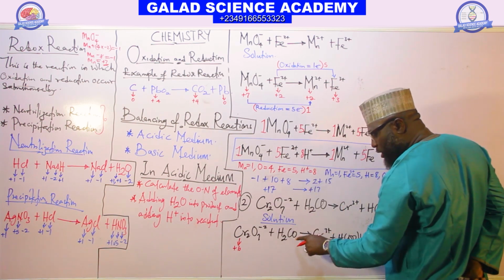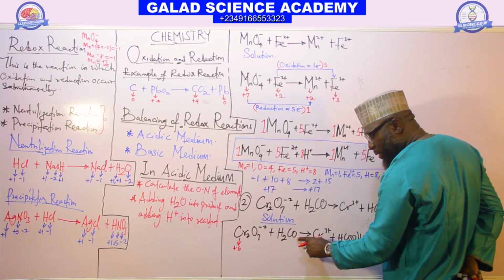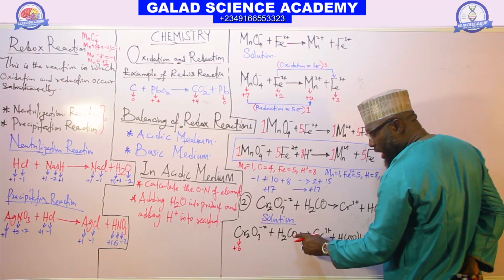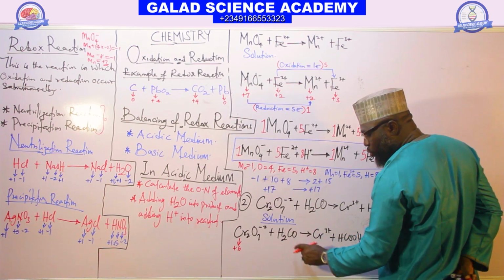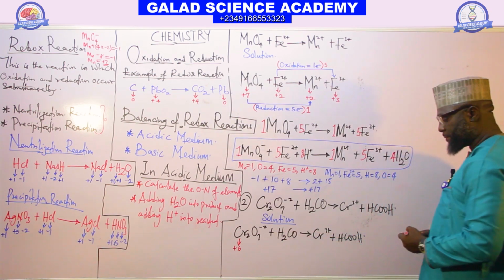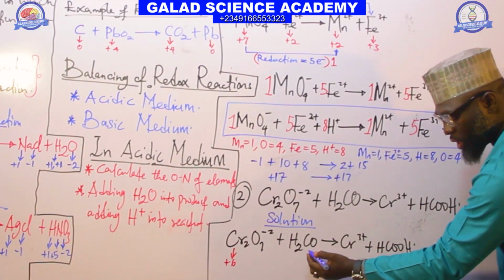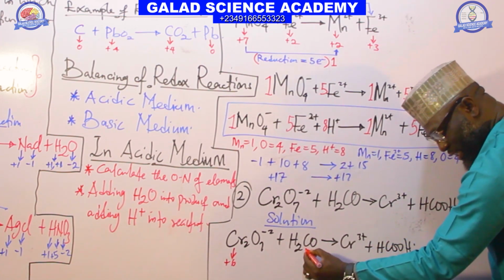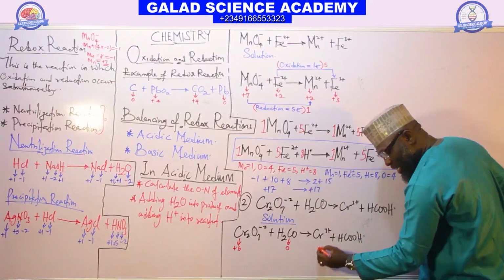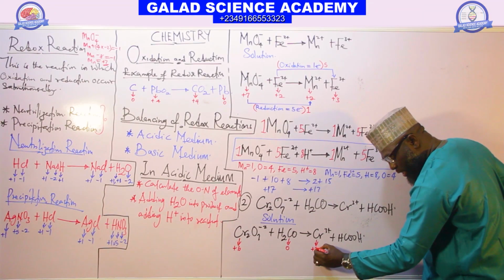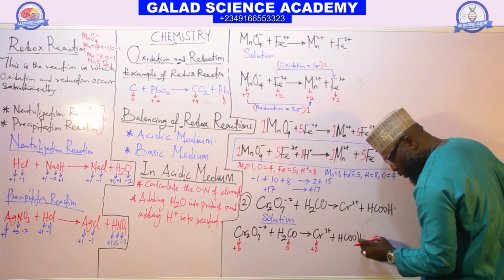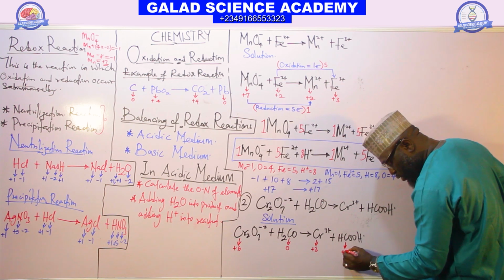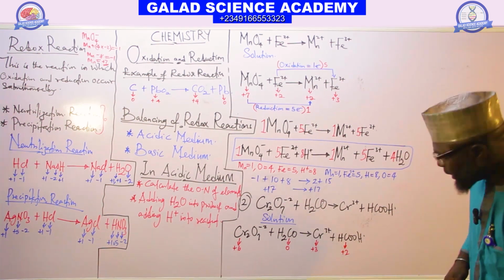The carbon here: hydrogen is plus 1, 2 times hydrogen, 2, plus carbon, oxygen here is minus 2, hope I'm right here. So if you calculate this now, plus 2 minus 2, it will give you 0. For the chromium here, it is plus 3. For this carbon here, 2 plus 2 minus 4, it will give us plus 2. Good. This thing is now easy.